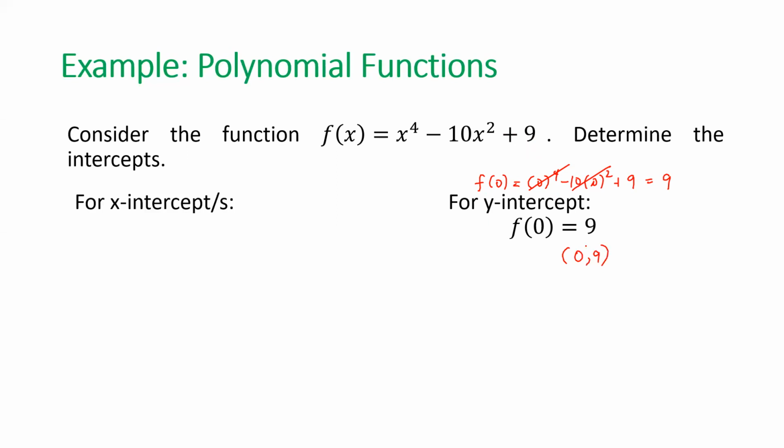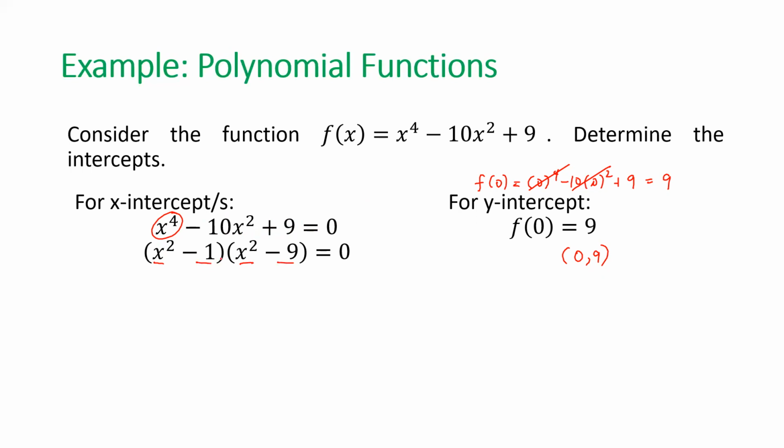Now for the x-intercept, we will equate x to the fourth minus 10x squared plus 9 to 0. And then we factor the expression here. This expression is in quadratic form, so we can factor it as x squared minus 1 times x squared minus 9. It's because x to the fourth can be factored as x squared times x squared. Positive 9 can be factored as negative 1 times negative 9.